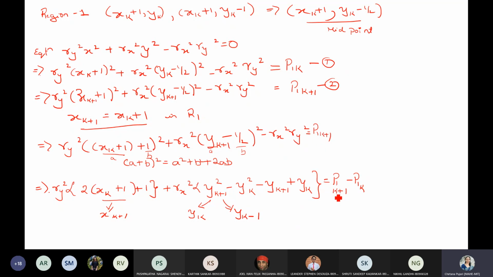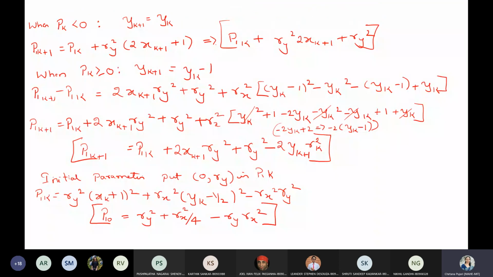Here we are taking the difference of the decision parameter, that is p1 of k plus 1 minus p1 of k. So we have done the subtraction. Once that is done, we are going to check when your pk is less than 0. When your decision parameter is less than 0, it means you are going ahead with the previous value of y. Whatever midpoint we have calculated, the midpoint is near to yk, hence you select yk. And substitute in your previous equation.